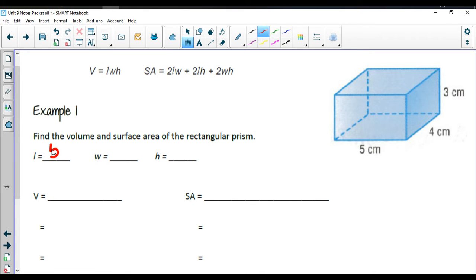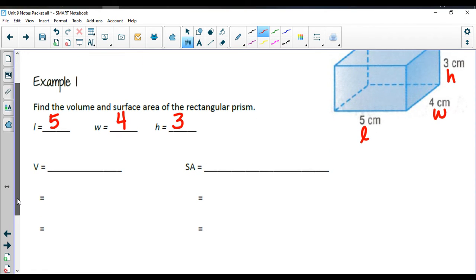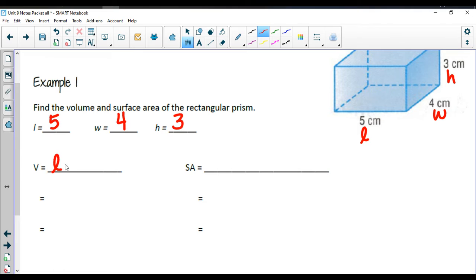So in our first one here, we have example number 1. Our length on the picture is 5. This matches up with our formula sheet. Our width is going to be 4, and the height is over here going to be 3. I'm not going to worry about units until the very end here. For volume, my formula is length times width times height. I'm going to keep marking this as V equals, so remember it's volume, and I'm doing 5 times 4 times 3. So the volume here is going to be 60 cubic centimeters.